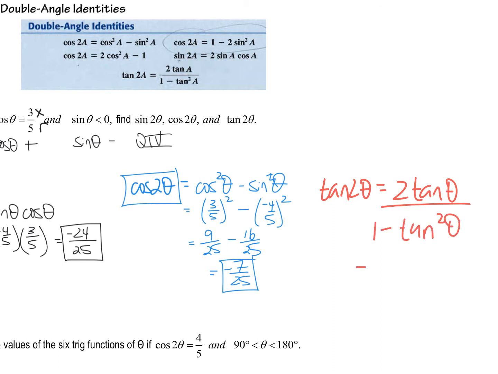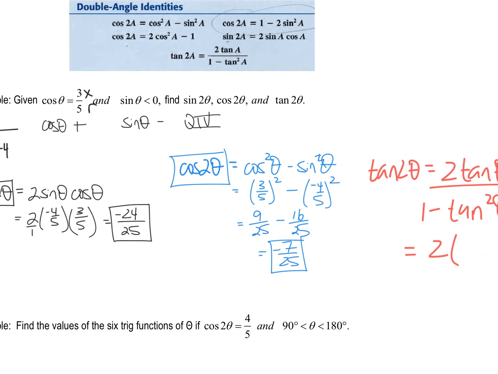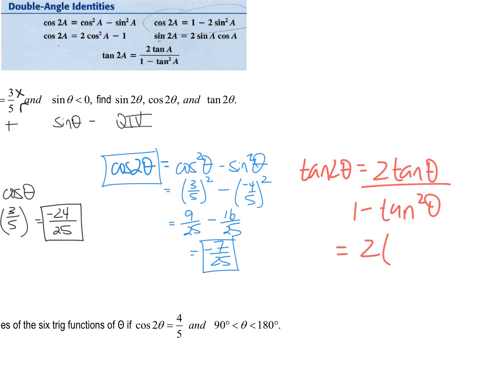So again, I'm just looking at the triangle that I drew over there. So I have a 2 coefficient. The tangent of theta, let me see if I can swing over to that. The tangent, remember, is the y value divided by the x value, so it's negative 4/3. Negative 4/3 over 1 minus negative 4/3 squared.